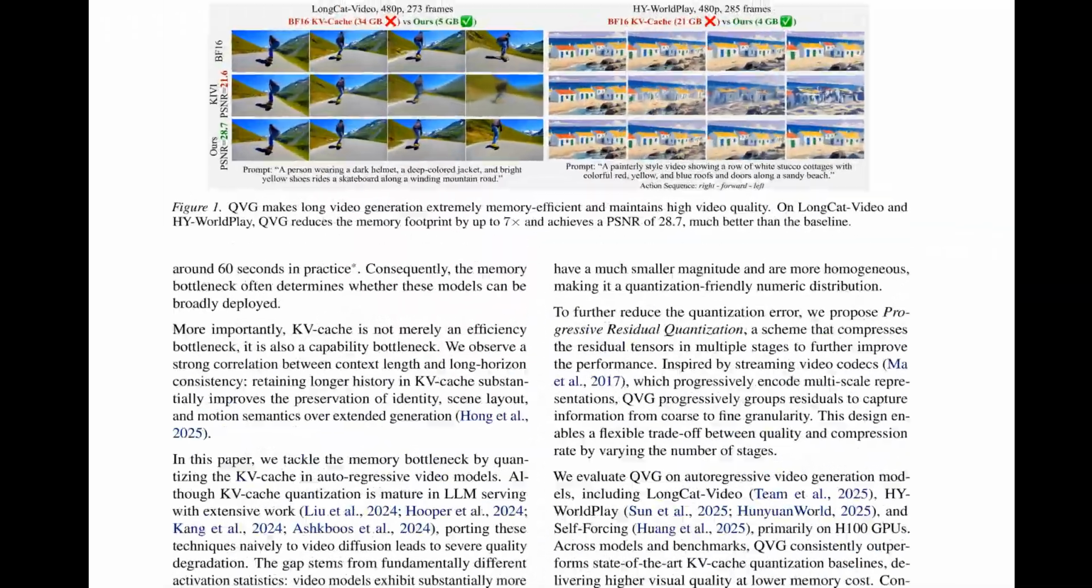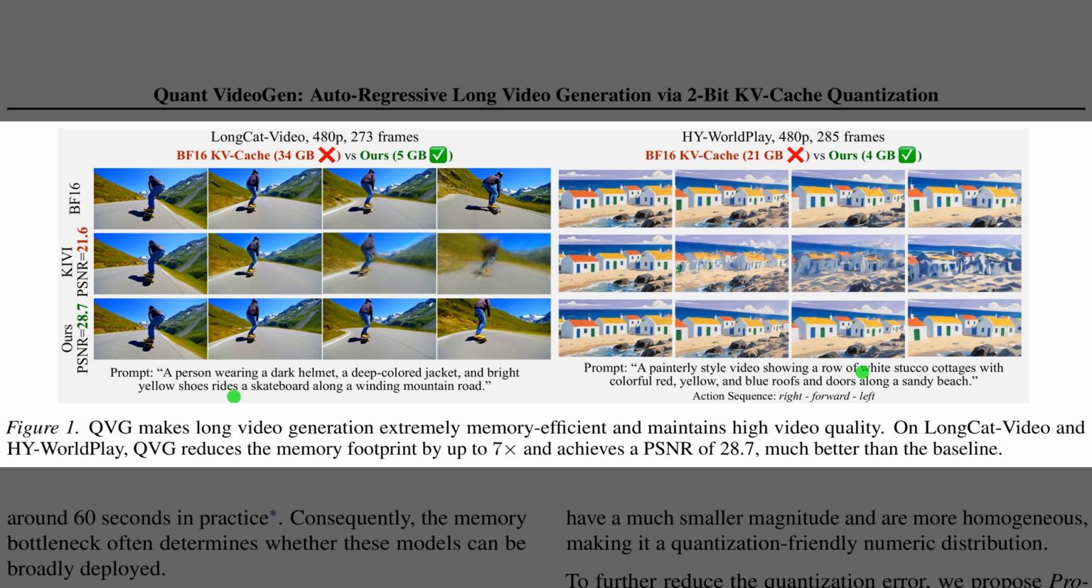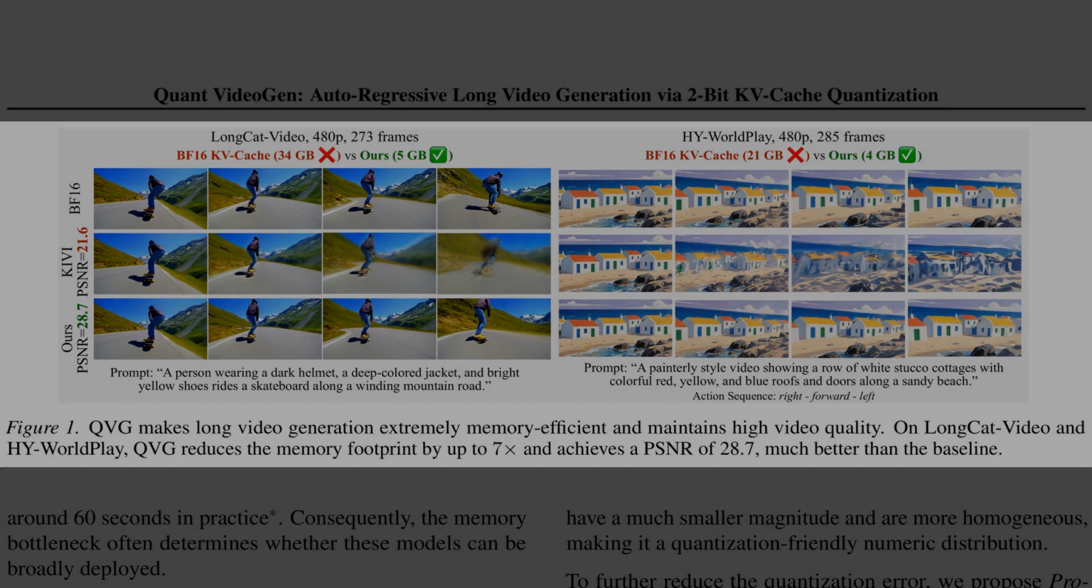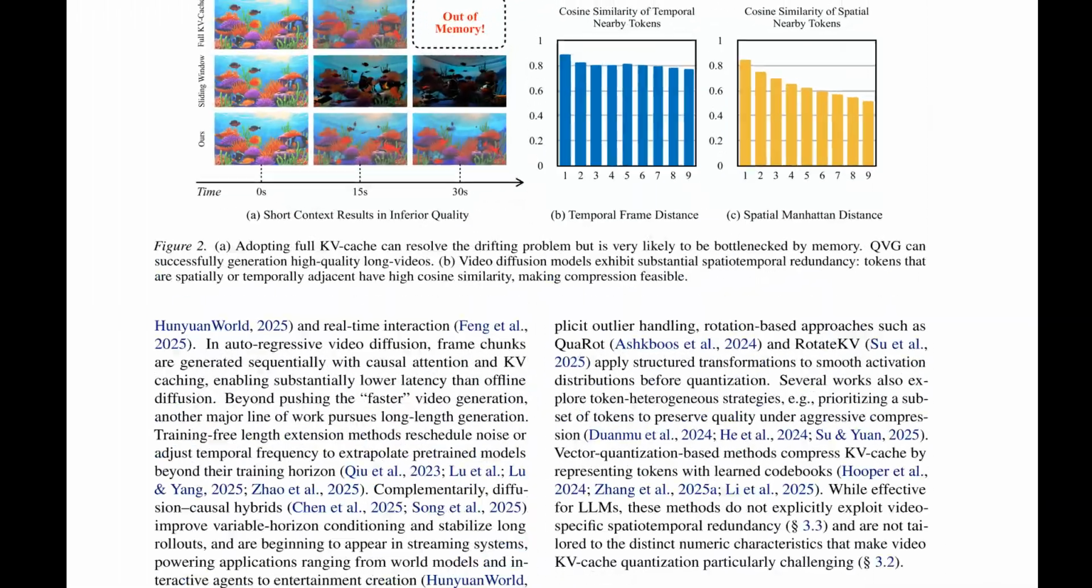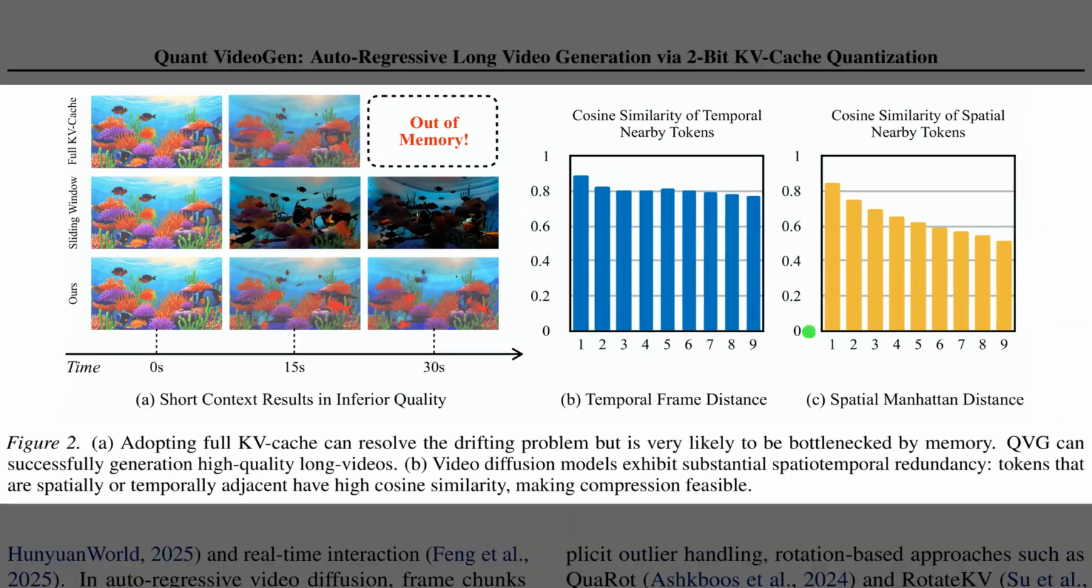Well, Figure 1 visually demonstrates this efficiency gain. On the left, for the Longcat video benchmark, the standard model in the top row consumes 34 gigabytes, while the proposed method in the bottom row uses only 5 gigabytes. This massive reduction preserves quality, unlike the Kivi baseline in the middle row, which degrades into noise. The right side shows similar results for the HY WorldPlay benchmark, where memory drops from 21 gigabytes to just 4 with the new method.